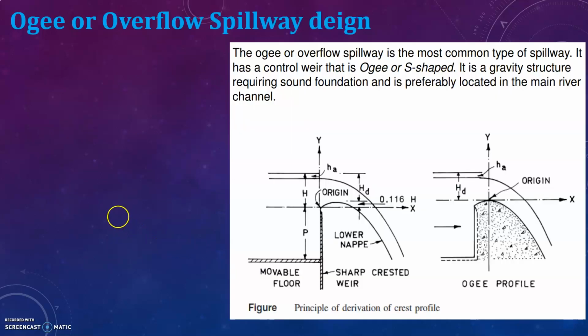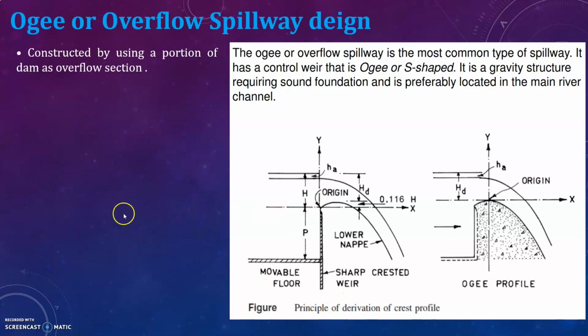Next, let us discuss the design of the Ogee or overflow spillway. The Ogee or overflow spillway I already explained. It is the most common type of spillway. It has a control weir that is Ogee or S-shaped. It is a gravity structure requiring sound foundation and is preferably located in the main river channel.